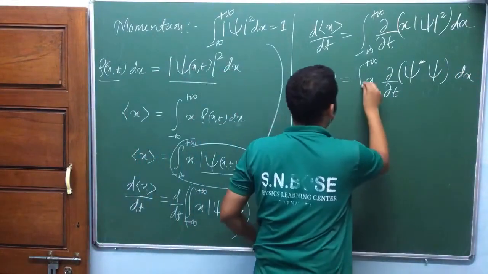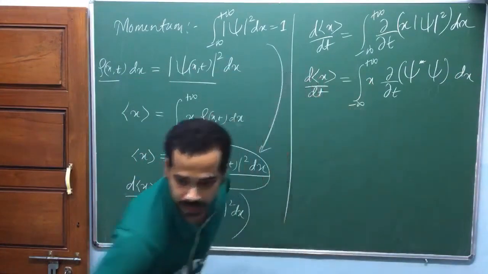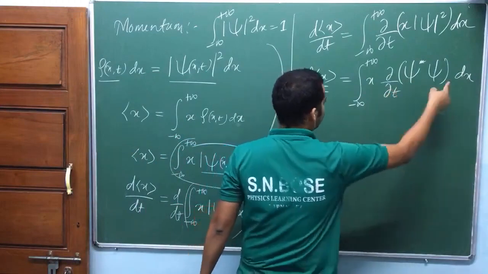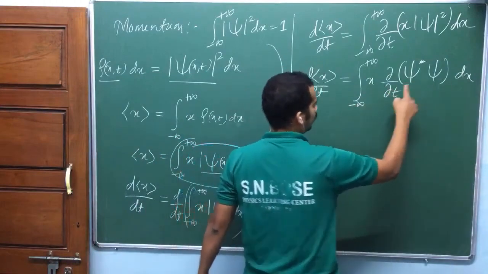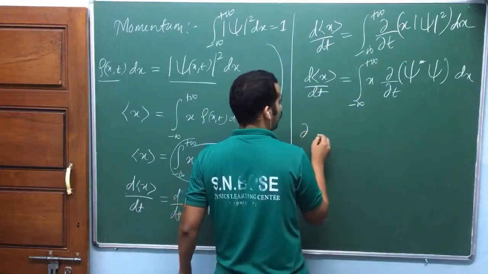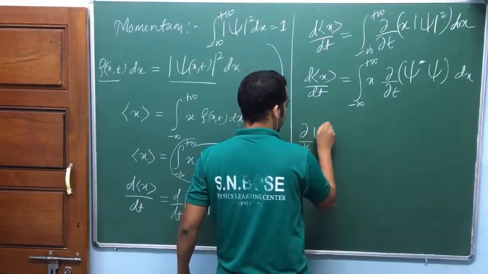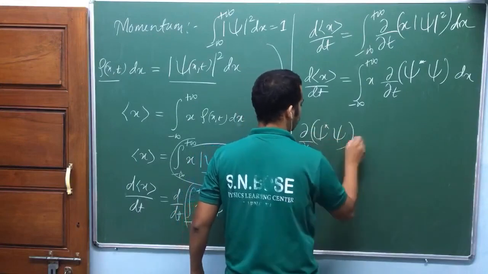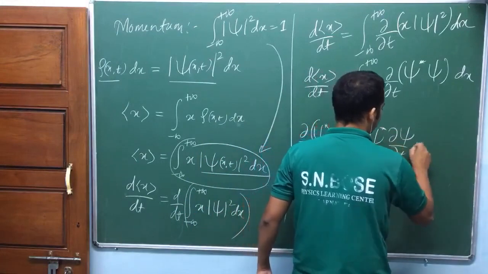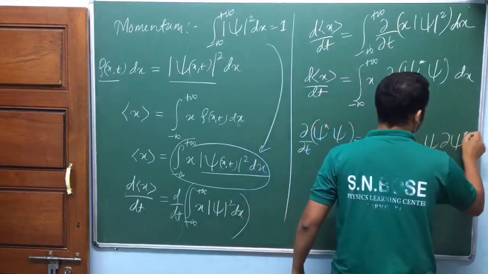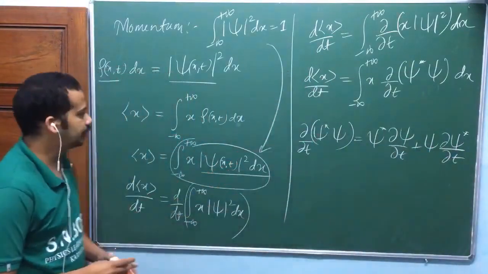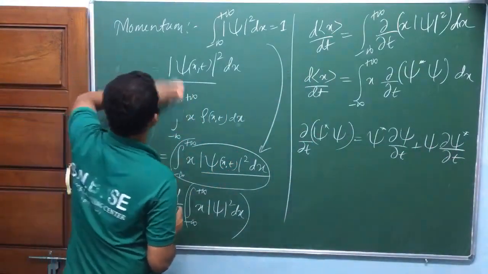Quickly, I'll just move on because I want to finish this concept. Okay, time 8:30. Now, this one I'm going to elaborate. In the case of differentiation, you can write, look at here, dou by dou t of psi star psi equals psi star into dou psi by dou t plus psi into dou psi star by dou t, isn't it? Can I write like this? Differentiation, the UV formula.